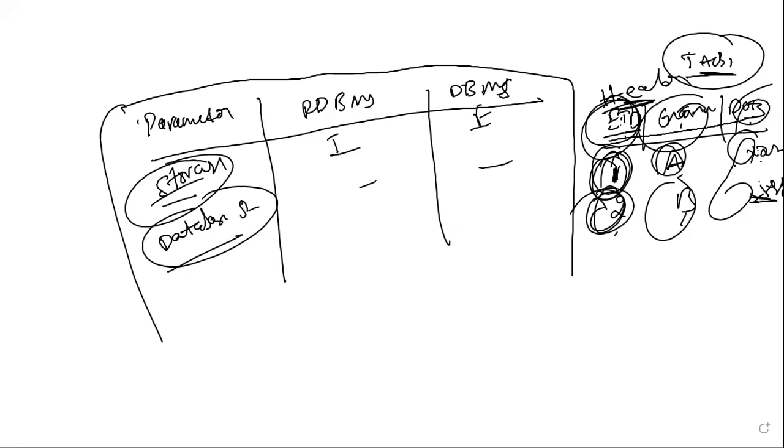DBMS supports single user only. Done? Okay. Next parameter is ACID. You don't need to worry about all these parameters. All these parameters will be touched when we go deeper into SQL Server. The concurrency and ACID properties will be discussed in the upcoming classes. You don't need to worry about it.